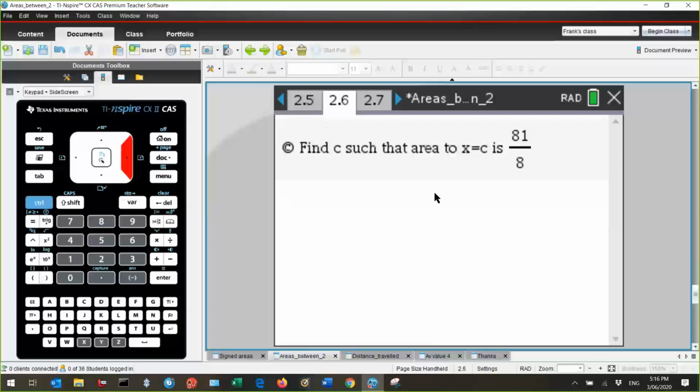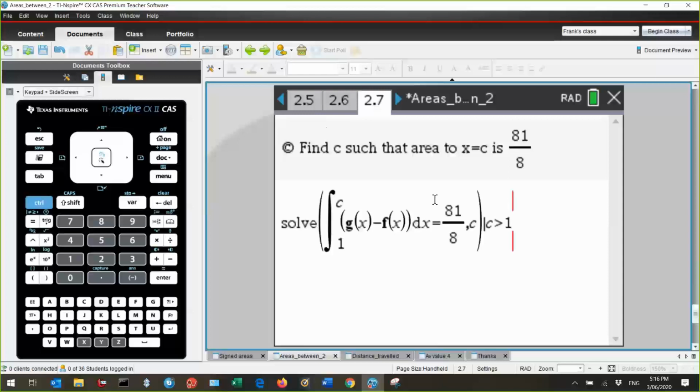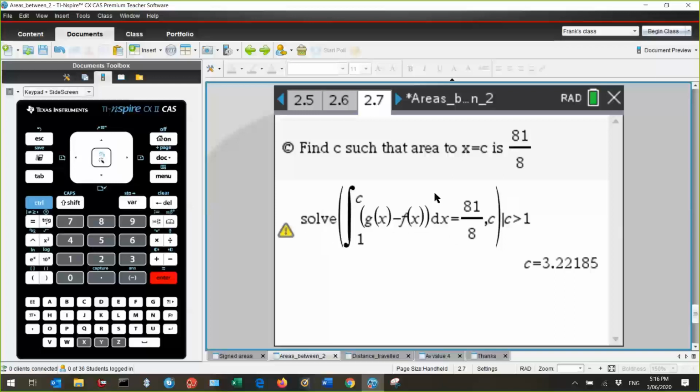Okay, so now what I need is to find C so that the area is only half of that, so that the area is only 81 on 8. So I solve the area in between from 1 to C equal to half the total area, and of course the restriction that C is greater than 1, and I get round about 3.22.